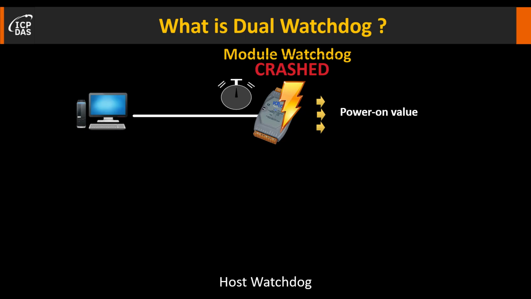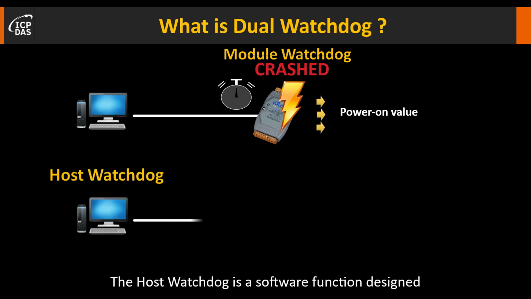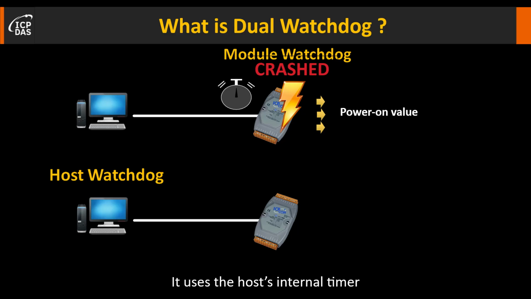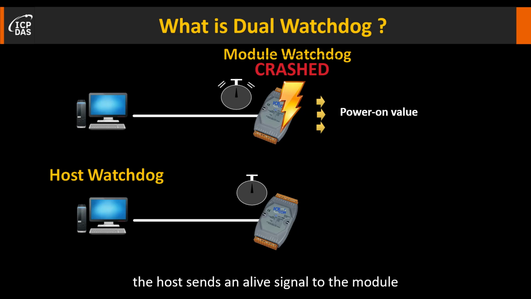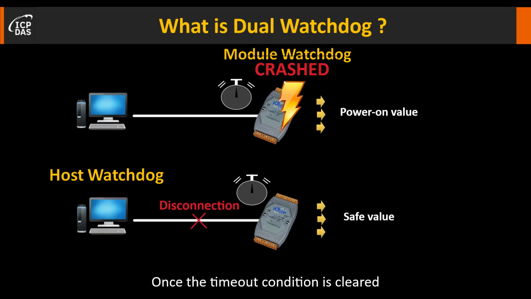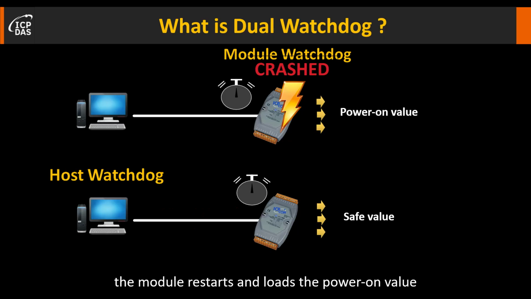Host watchdog. The host watchdog is a software function designed to monitor the communication status between the host and the module. It uses the host's internal timer. Under normal operation, the host sends an alive signal to the module. If a timeout occurs, the module automatically loads the safe value. Once the timeout condition is cleared, the module restarts and loads the power on value.